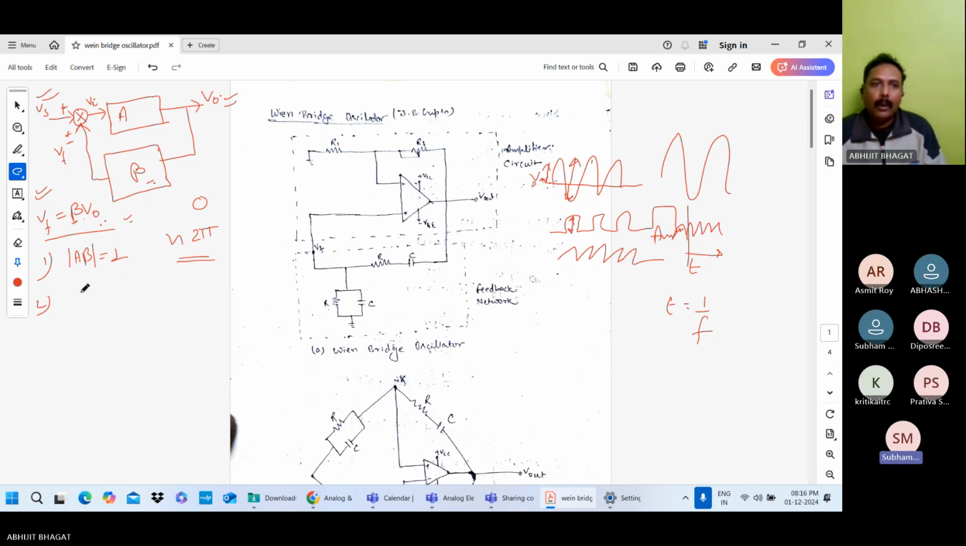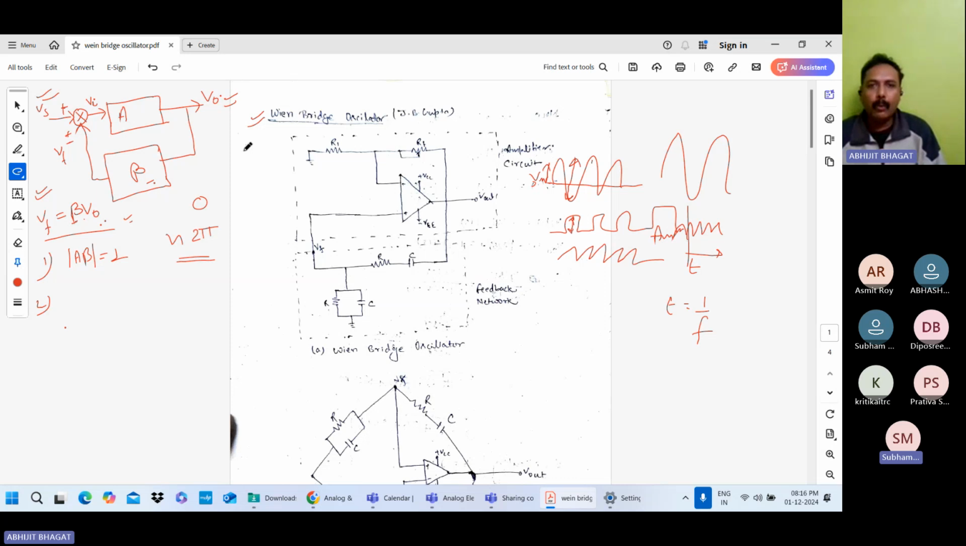Okay, oscillation. And these two criteria are called Barkhausen criteria for oscillation. Next, these oscillators are of different types, but in your syllabus, two oscillators are included. First is the Wien Bridge oscillator, and other is the phase shift oscillator. So today I will discuss this Wien Bridge oscillator.